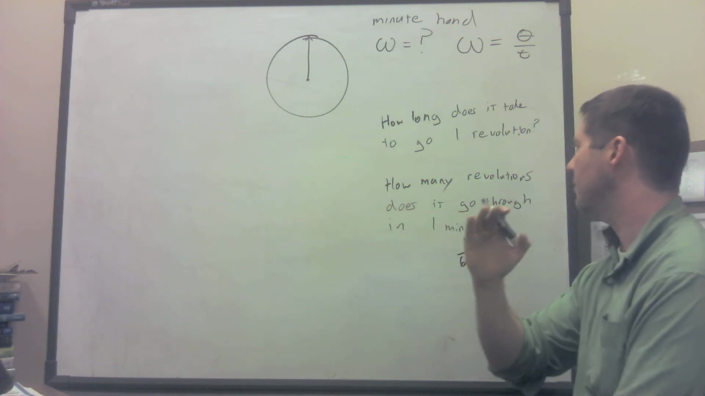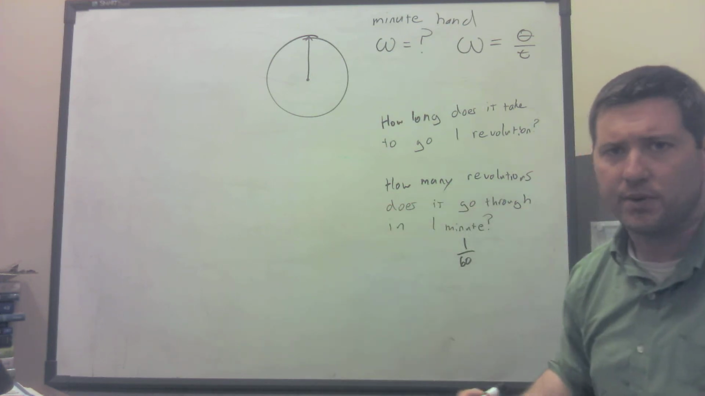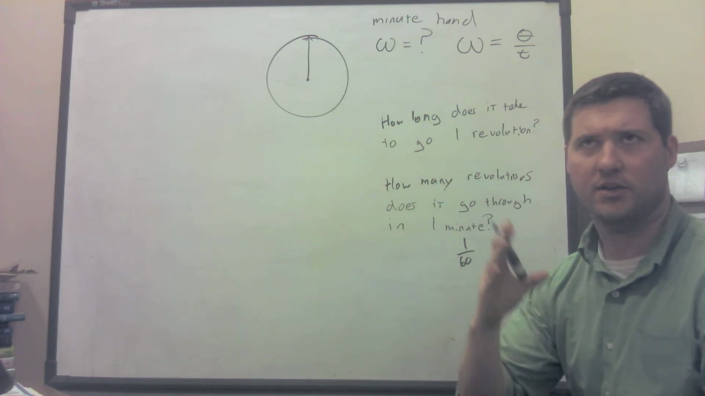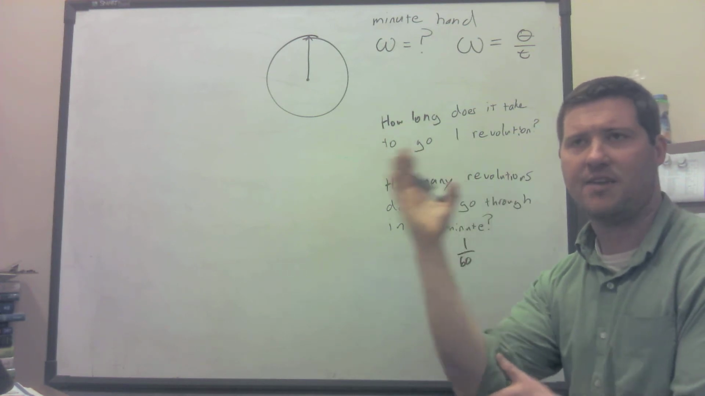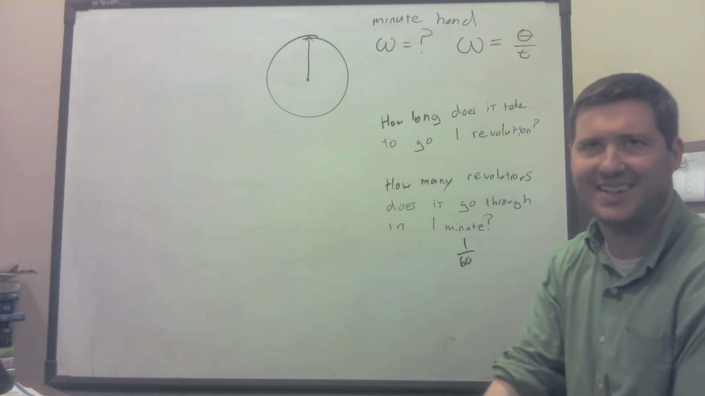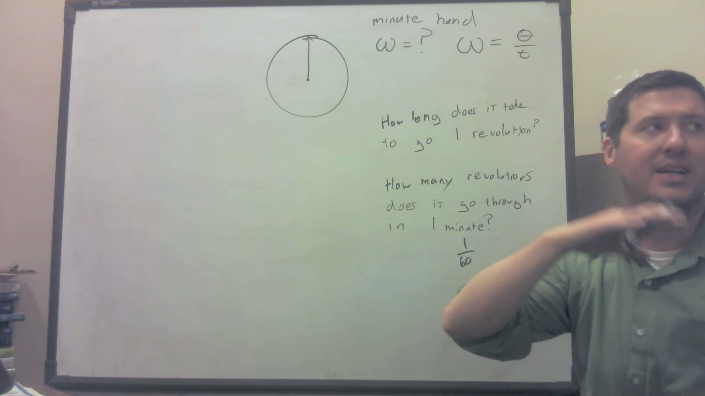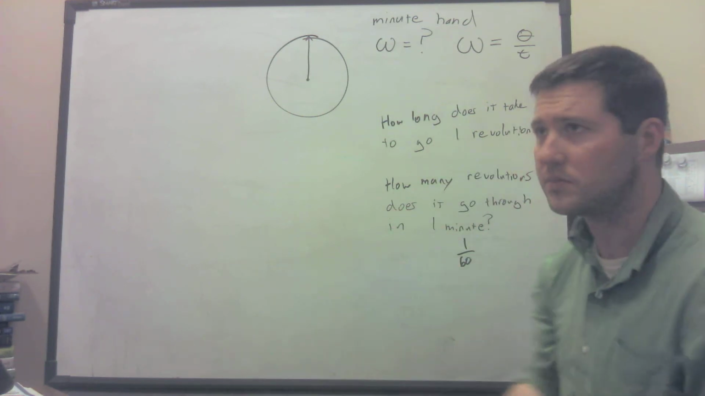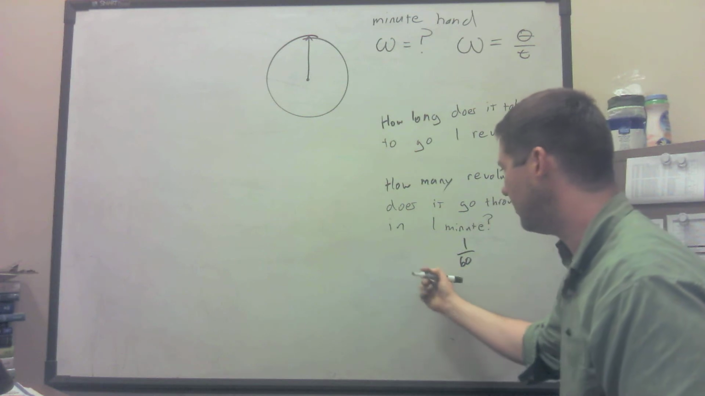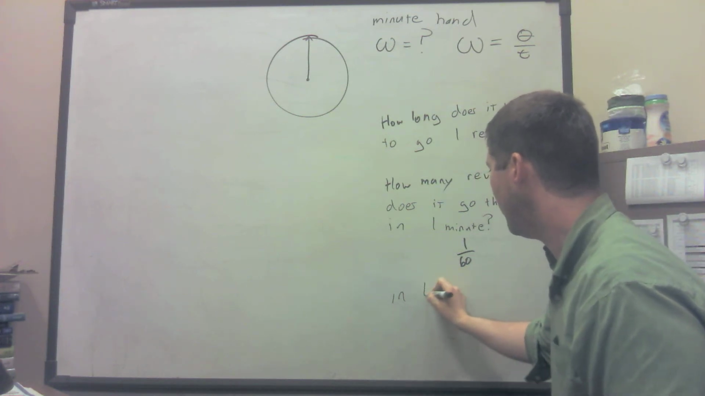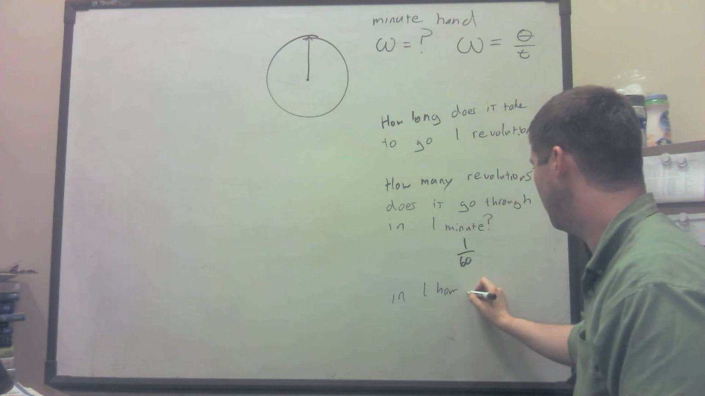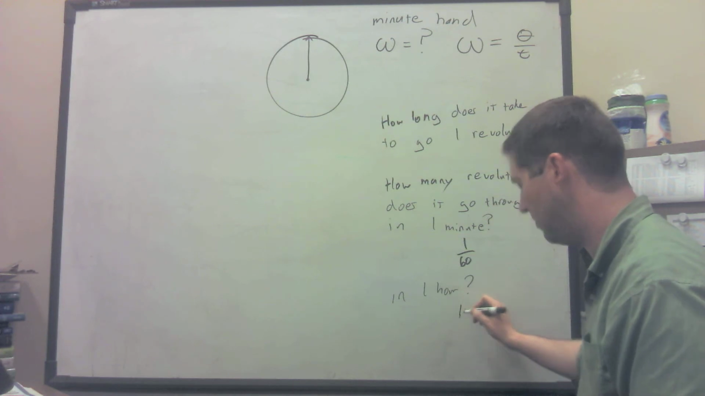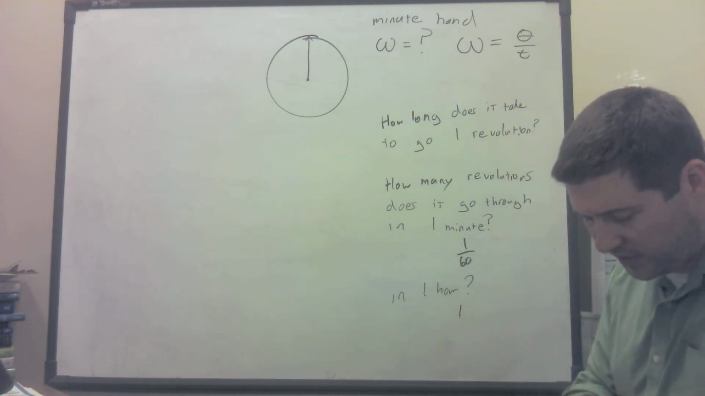Also, I could say, how many revolutions does it go through in an hour? Maybe that's how you wanted to approach this. Well, in 1 hour, my minute hand goes through, well, let's see. In half an hour, it goes down to 6. In 45 minutes, it comes back up to 9, and in a full hour, it's gone through 1 revolution. So I could say, how much does it go through in 1 minute? It goes through 1/60th of a revolution. In 1 hour, it goes through 1 revolution. So I've got a few different ways of approaching this.